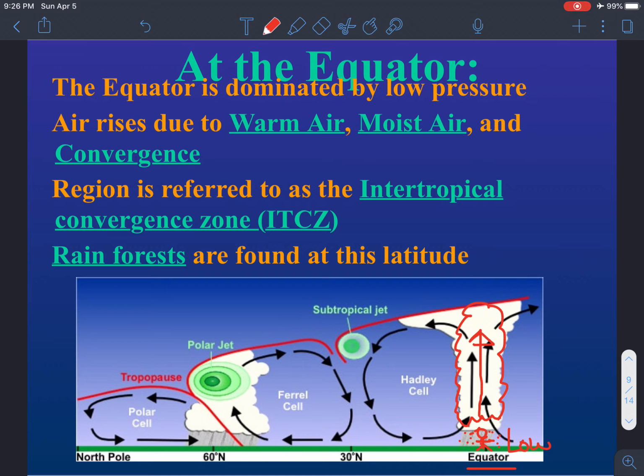If you also look over here at 60 degrees north, remember this is also an area of low pressure, and you'll see here that the arrows start to rise. So that shows that the air, I guess not necessarily warm, but it's still moist, is rising, and you also get rainforests here. They're not considered tropical rainforests, they're just rainforests because they are cold, but they still rain a lot.